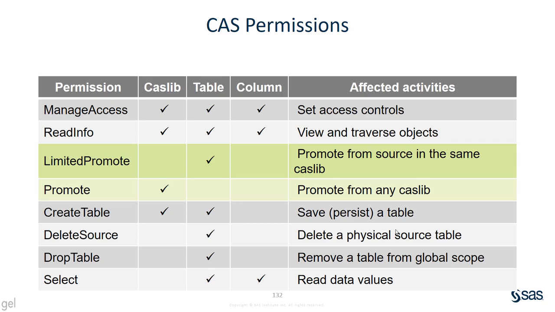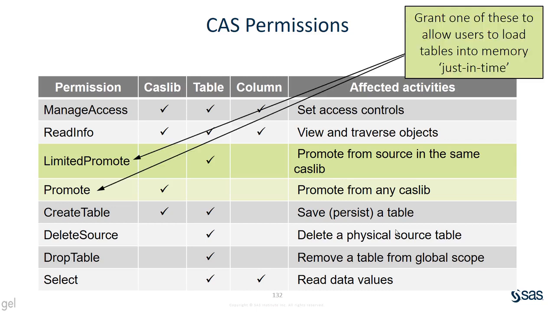So some of them relate just to CAS libs, some of them like select relate to tables and columns only. The two that are highlighted are, I mentioned the just-in-time load, so the ability to give people permission so that a table, if it's not in memory and a person hits a report, is automatically loaded into memory. The two permissions you need for that are promote on the CAS lib or limited promote on the tables within the CAS lib. If you set the users up to have those permissions, then they'll have that functionality of the data automatically loading.